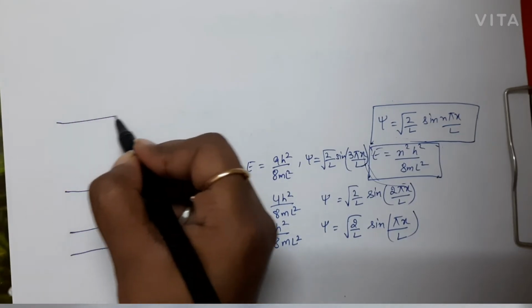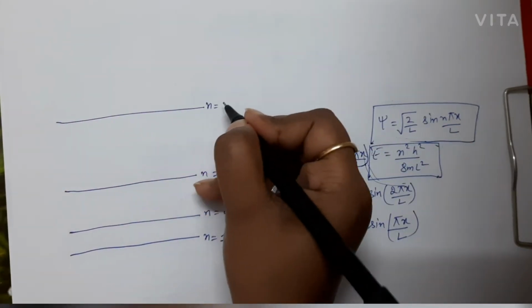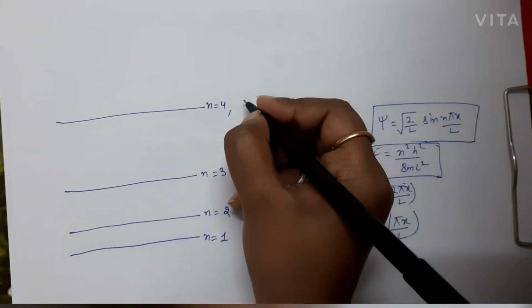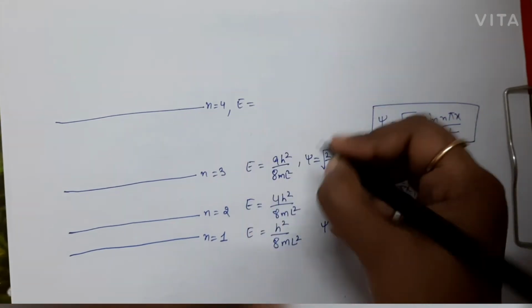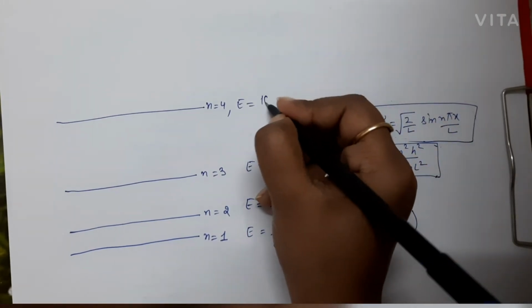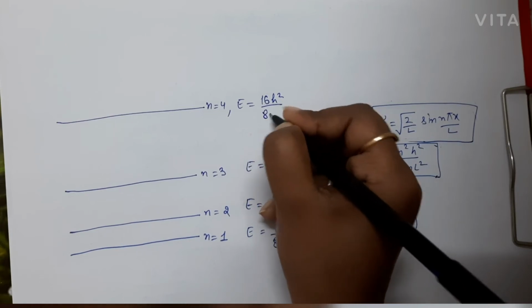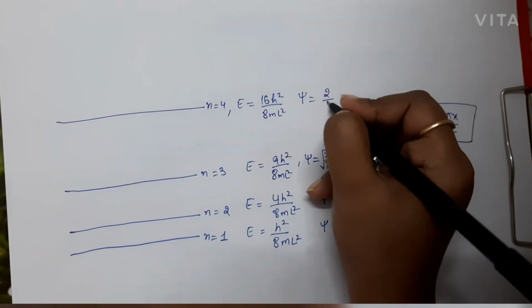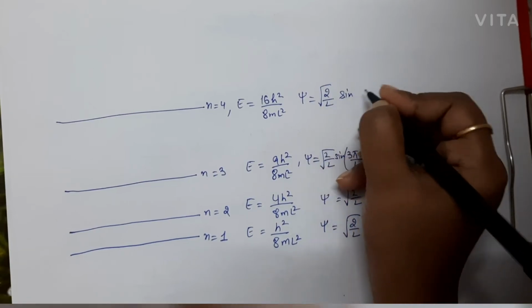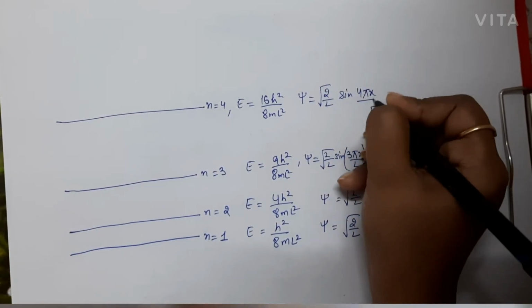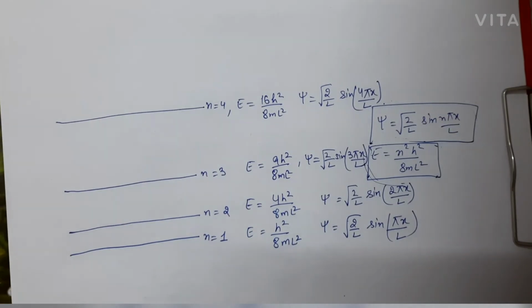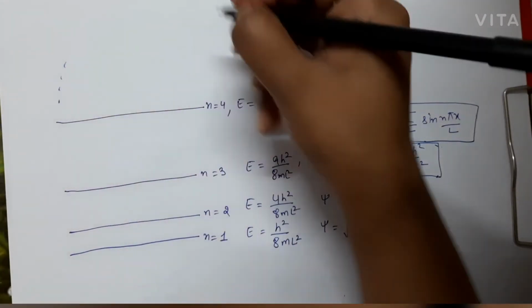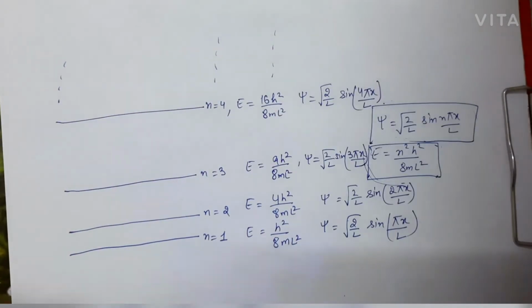After this, moving on to energy level 4, n equals 4, energy will be equal to 4 square h square by 8 m L square, that is 16 h square by 8 m L square, and the wave function will be root 2 by L sine 4 pi x by L. Right? Similarly, you can go up as well.